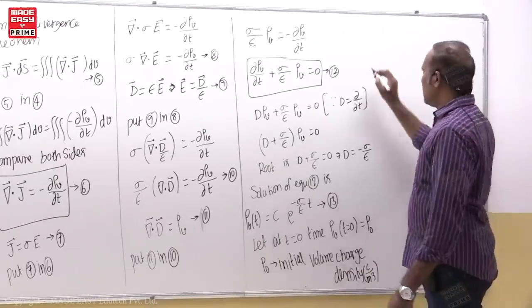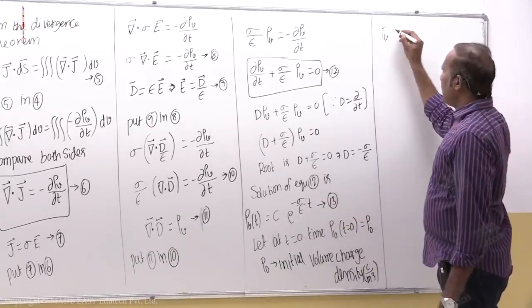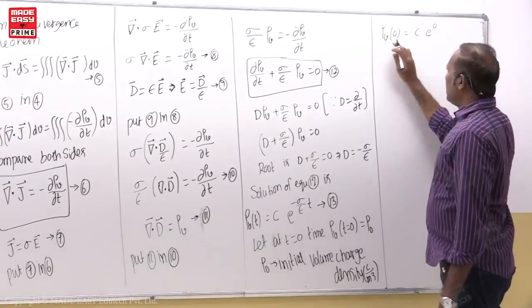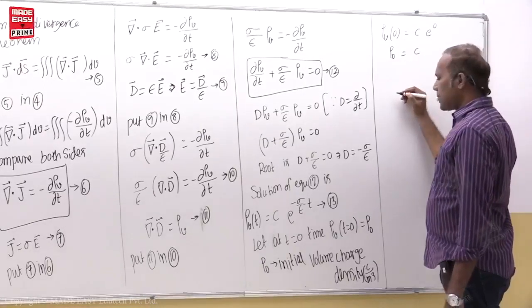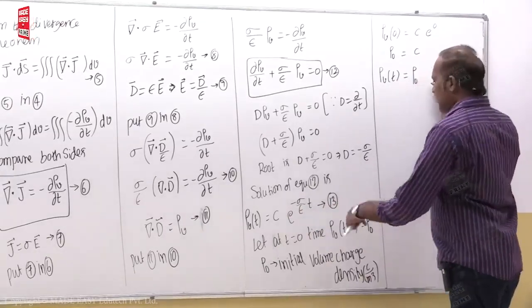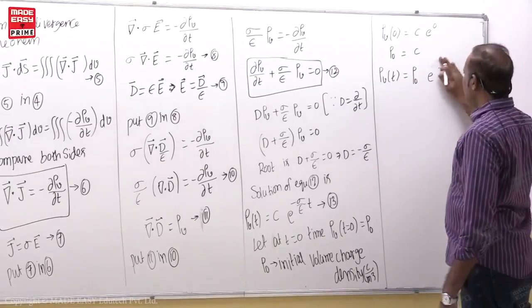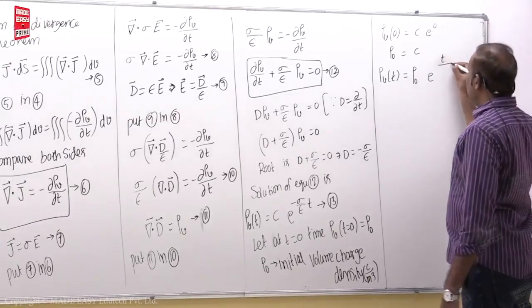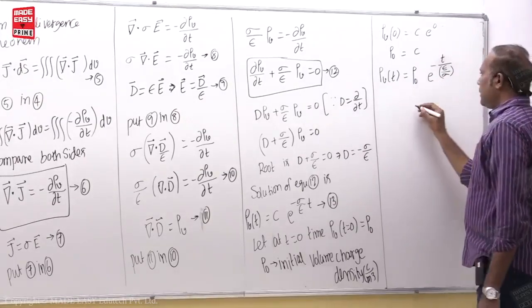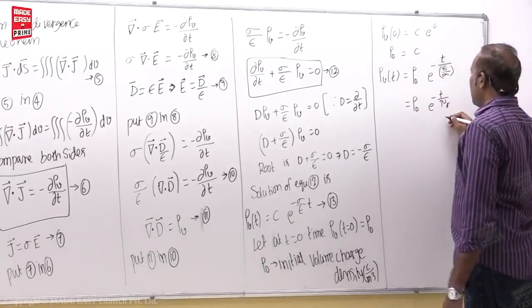coulomb per meter cube. Now if you substitute this here, rho v at t equal to 0 means C into e power 0, you get, we are taking this as rho naught. So here C is actually rho naught. Now that equation becomes rho v of t is equal to C, that is rho naught, into e power minus t divided by epsilon by sigma, and this is also written like this: rho naught into e power minus t divided by tau r.